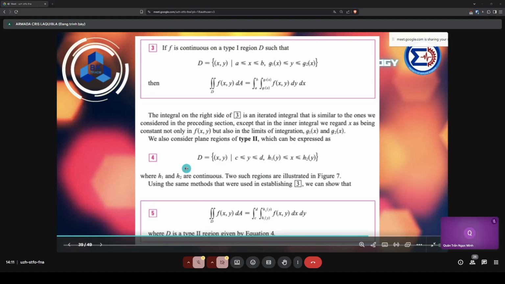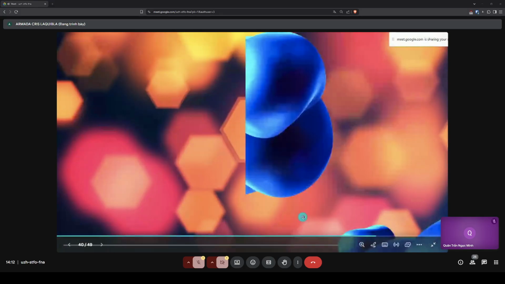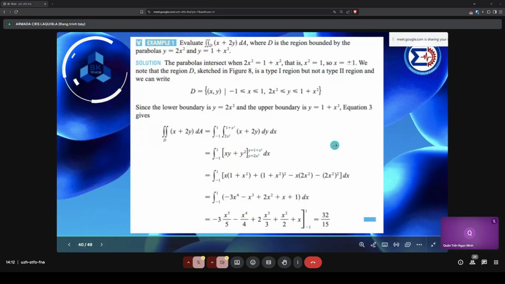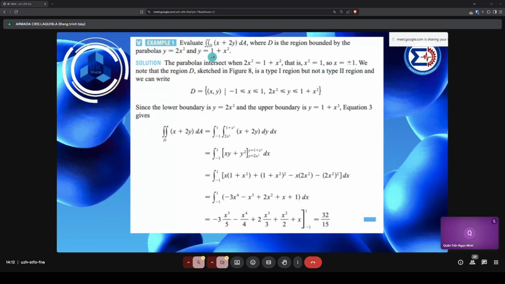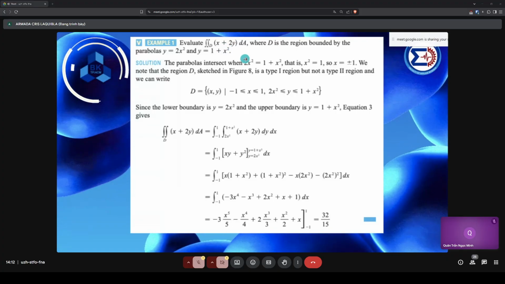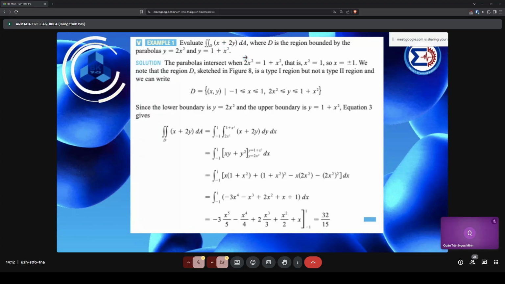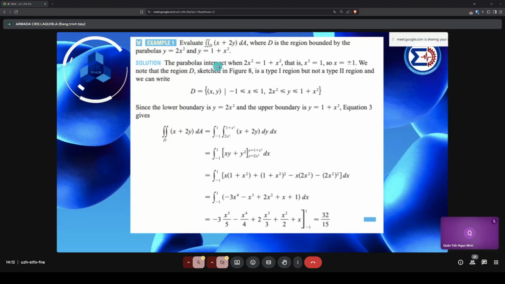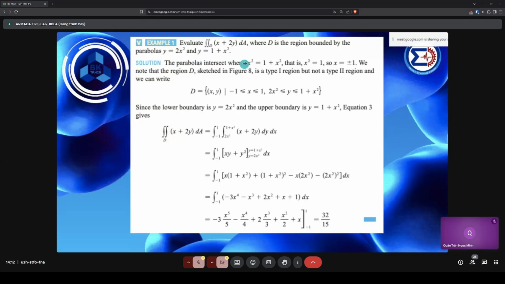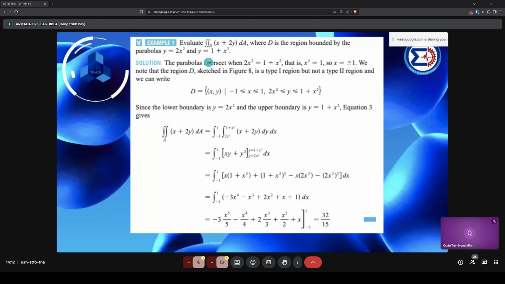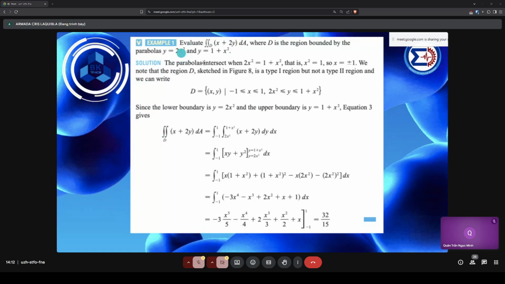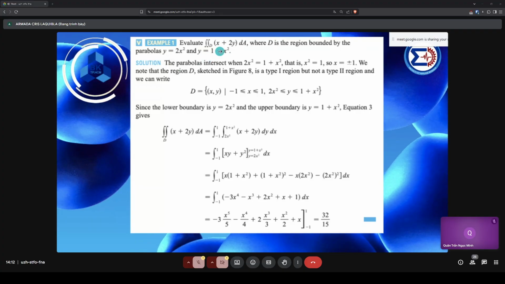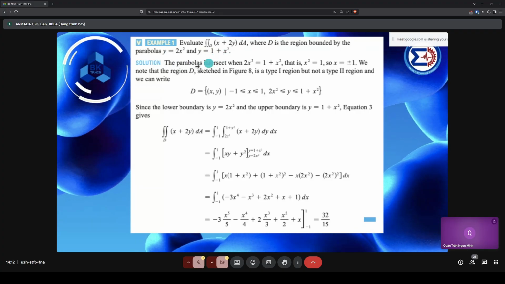So here is your type 2. Okay, and then I will show you an example. So we have this one. Evaluate the integral of x plus 2y dA, where D is the region bounded by the parabolas y equals 2x squared and y equals 1 plus x squared. So what are you going to do now, class? Your y is bounded by two functions here.